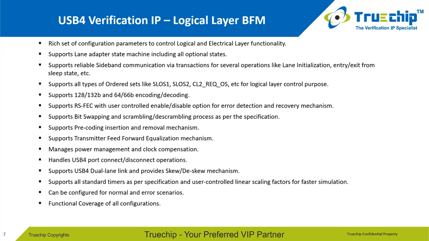The logical layer forms the link between the two routers in USB4. The logical layer handles the transport layer packets which are transferred using a byte streaming interface from or to the transport layer. The logical layer is responsible for 128/132-bit or 64/66-bit encoding decoding, dual lane link setup, skew management, scrambling descrambling of the data, RS-FEC encoding, pre-coding insertion and removal mechanisms. These can be controlled and configured by the user.